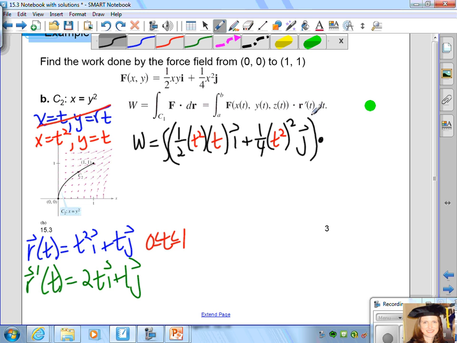We're going to dot that with your r prime of t going down to here, which we found to be 2ti plus 1j, and then that's your dt. One more thing we want to point out here is the time interval. The bounds of integration correspond to the time interval, so this is going to be an interval from 0 to 1. Let's simplify this.